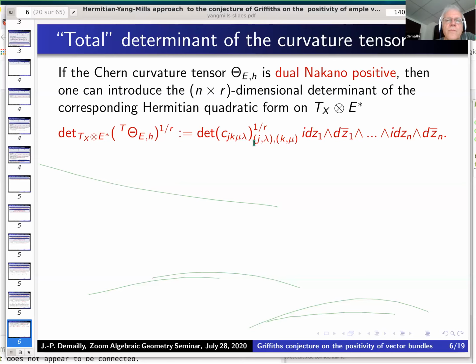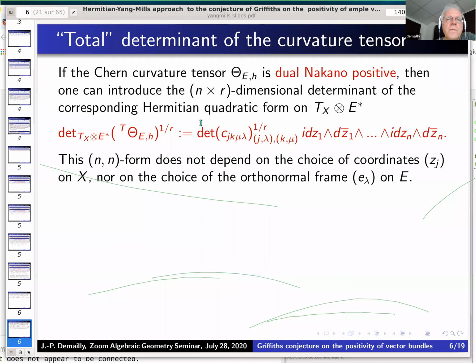Okay, so if you want, you may replace j lambda and k mu by single indices, and you take the determinant with respect to all this. And then you raise the corresponding determinant to power 1 over r. It turns out that if you multiply by the standard volume element in the corresponding coordinates, so i dz1 dz1 bar, dz bar, then you get something that is completely intrinsic and doesn't depend at all on coordinates, but depends only on the Hermitian structure of E and the corresponding curvature tensor. So this form is very meaningful for a vector bundle. It's completely intrinsic. It doesn't depend either on the choice of the orthonormal frame. Just if you change, of course, by an orthonormal frame, you get the same determinant.